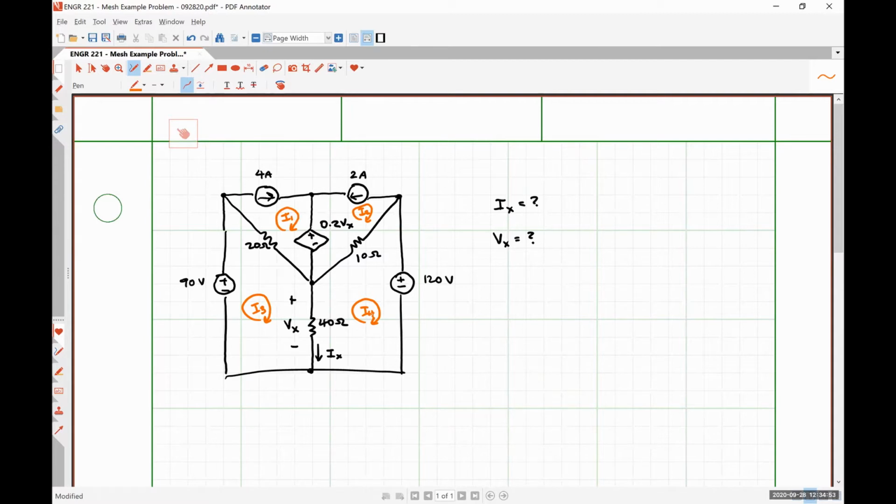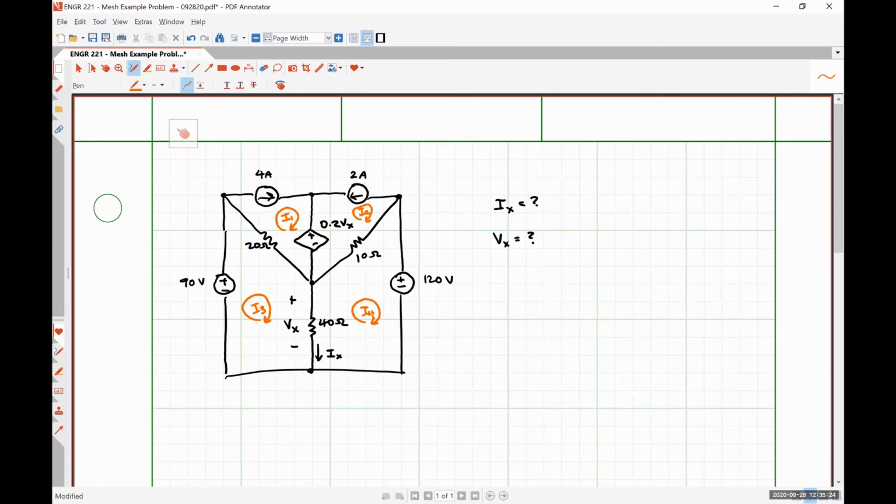So a mesh current is a current that flows around a small loop in a circuit. It isn't necessarily a current that flows through a specific element. And so what I mean by that is if we look at mesh current I3 in the bottom left-hand loop of the circuit, the current I3 flows into the negative polarity terminal of the 90-volt source. And it's the only current that flows through the 90-volt source.